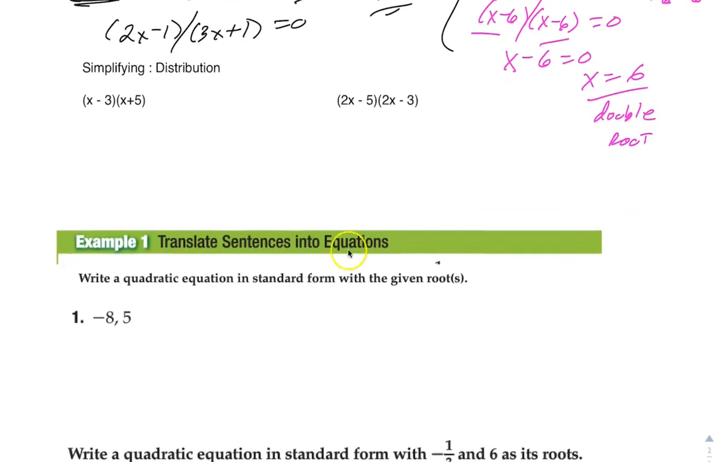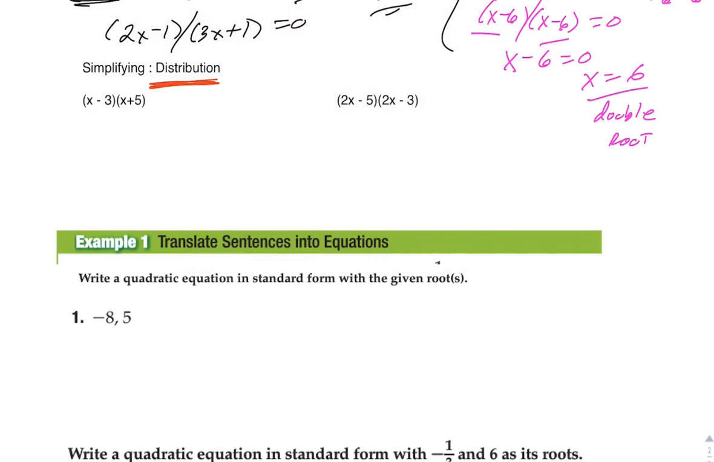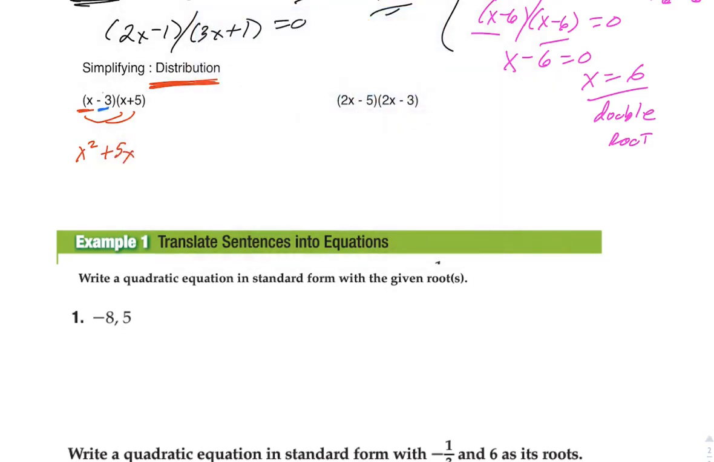Anyway, next thing. A little review. Let's simplify this. Some books like to say FOIL. I hate FOIL. We're just going to distribute. So all you have to do is get that first term there, multiply by each term. So x squared plus 5x. Then we move on to the next term, the negative 30, and multiply that by each term. And then add up like terms, and you get your simplified, your expanded trinomial. So that's just a quick review.